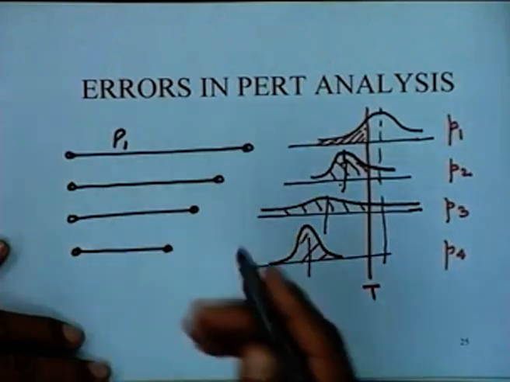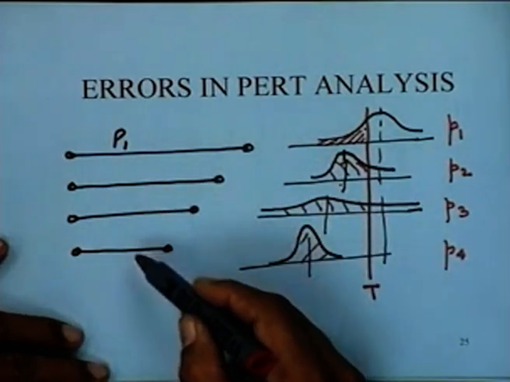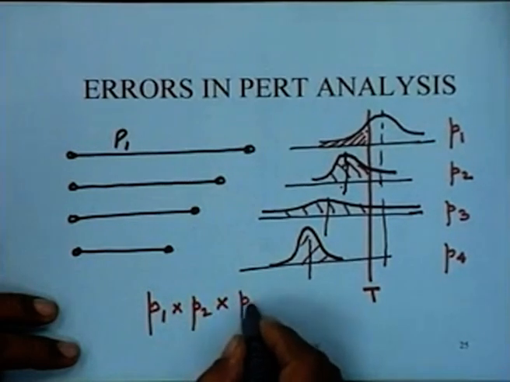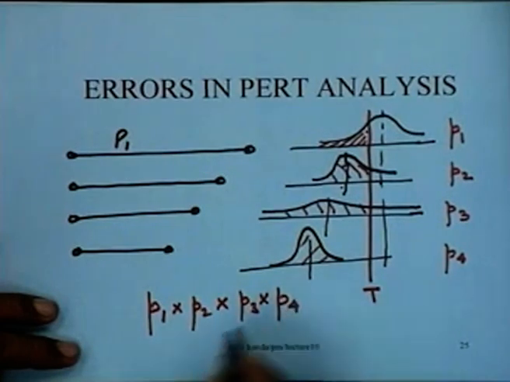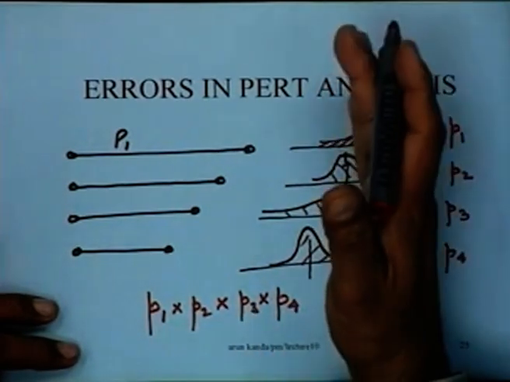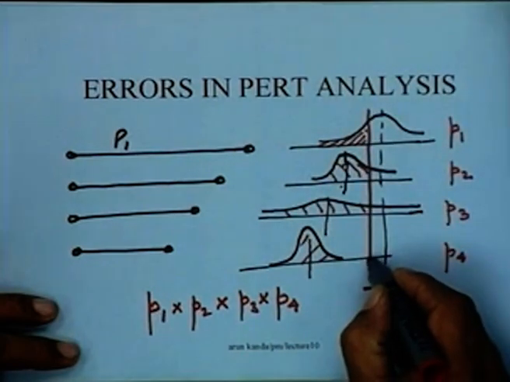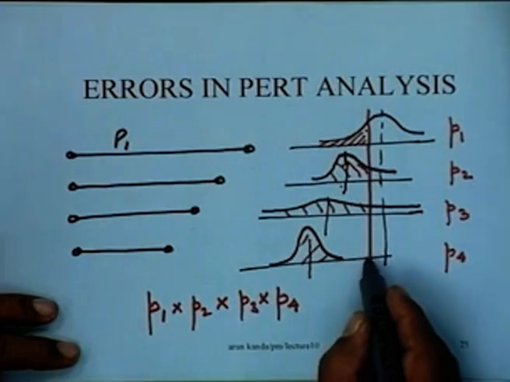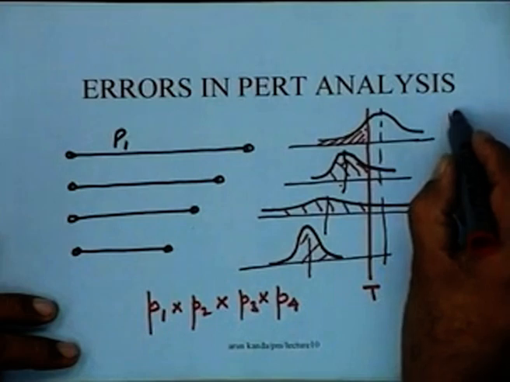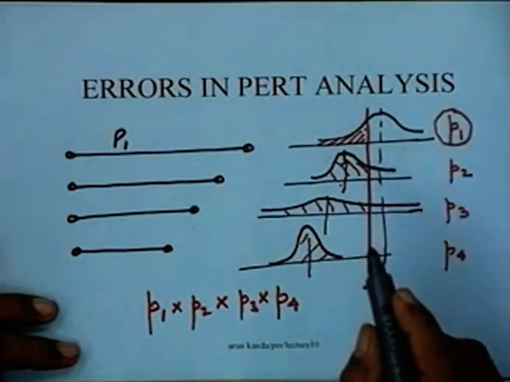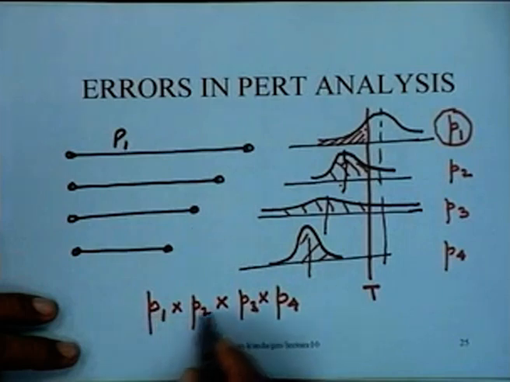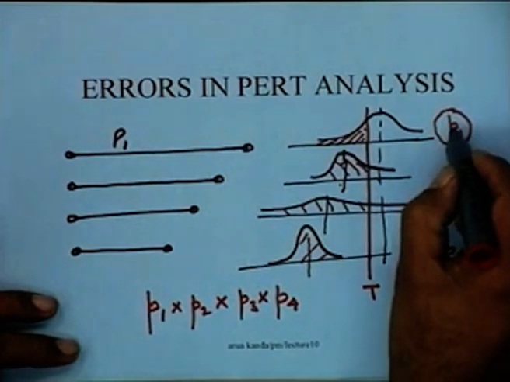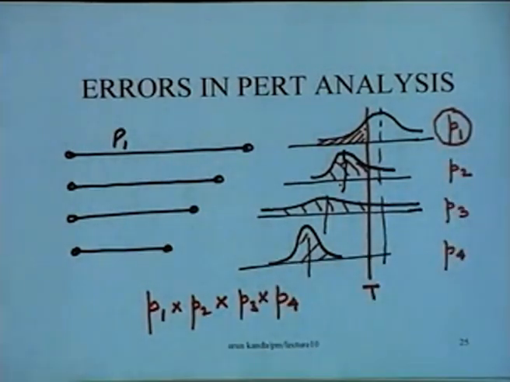This would be P3, and this entire area, of course, whatever it is, is P4. If we assume to begin with that all these paths are independent, then the total probability is going to be P1 into P2 into P3 into P4. And since the probabilities are less than 1, this is the probability that all these paths are of length less than or equal to t. That means the probability that the project duration is t or less is given by this probability, not by this probability, which actually means that this probability will be smaller than this probability, which goes to prove that the estimates you obtain by PERT are going to be optimistic.